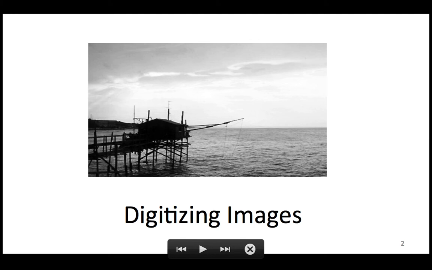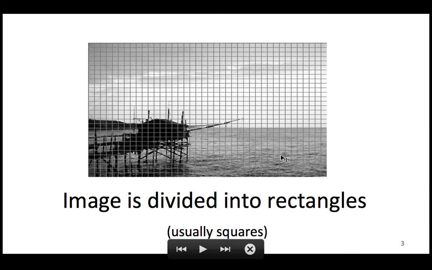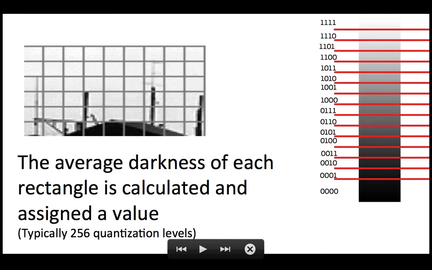So let's say we have an image to digitize. The first thing we do is we break the image up into non-overlapping rectangles. These rectangles are typically squares, but they don't have to be. Okay? And then we look at each one closely. And for each area, we try to figure out how light or dark that is on average.